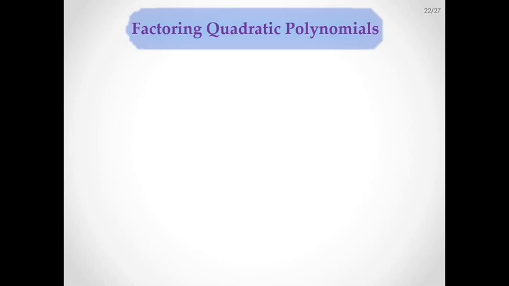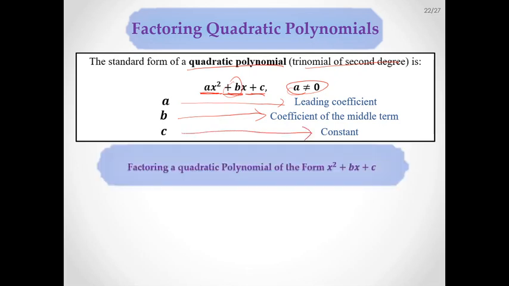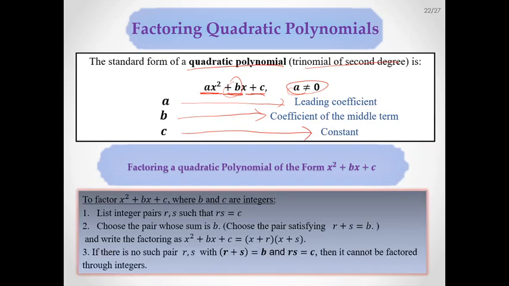Okay, let's look at factoring quadratic polynomials. A quadratic polynomial is a trinomial of second degree. It means it's of this type: ax squared plus bx plus c. Here a is the leading coefficient, and of course it's not 0. b is the coefficient of the middle term, and c is the constant. Now we will learn how to factor such a polynomial if we have integers here.